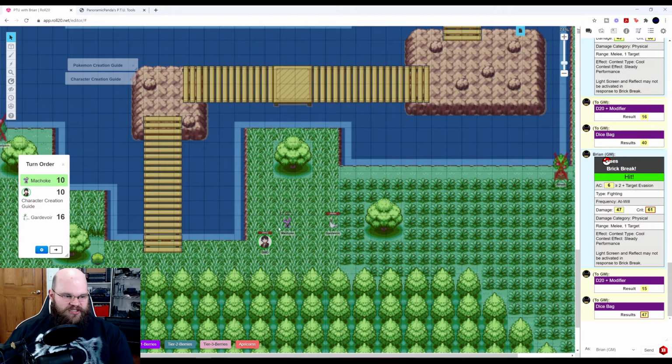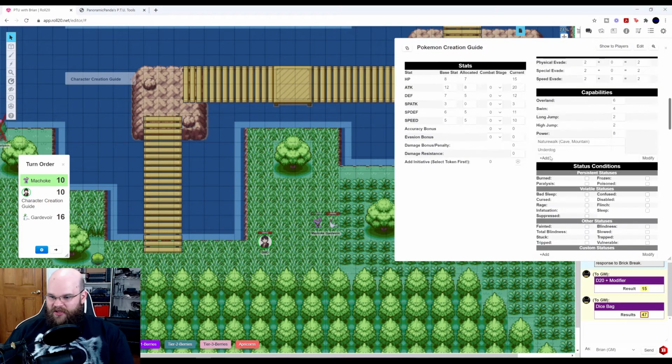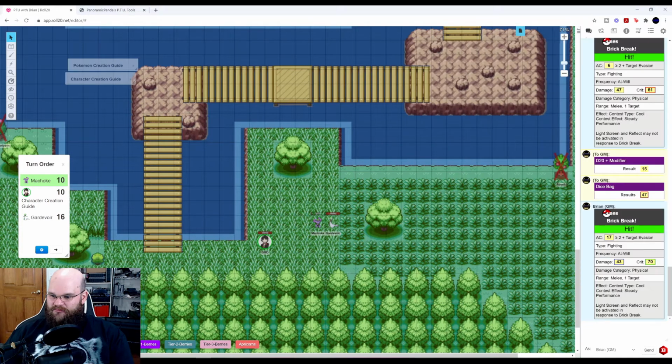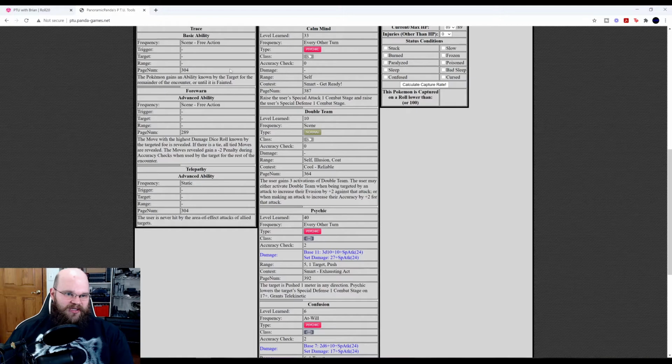So now Machoke goes, so he's going to go into the fight here. Obviously, this would be where you would switch and things like that. This is just an example to show you how basically just choosing the type of Pokemon can be a big variance on how your encounter plays out. So he's going to hit her with the old Brick Break. 17 easily hits. She takes 43 physical fighting.